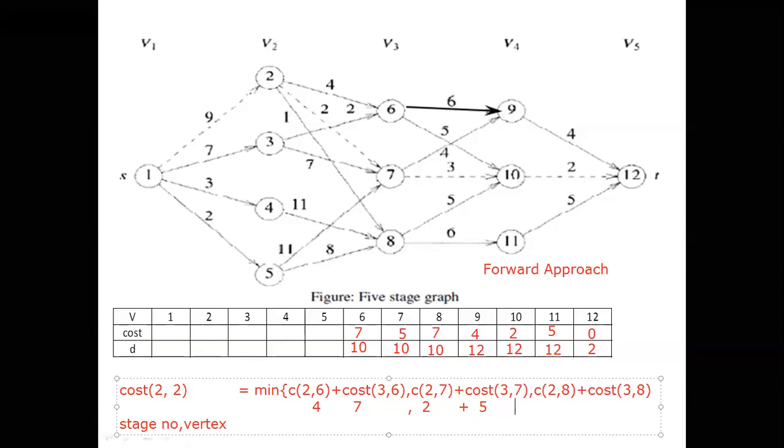Comma. The last value 2, 8. What is 2, 8? What is the value 2 to 8? 2 to 8 it is 1. This value 1. 1 plus, what is this cost? 3, 8. 8, what is the value? It is 7. 4 plus 7 is 11. 2 plus 5 it is 7. 1 plus 7 it is 8.